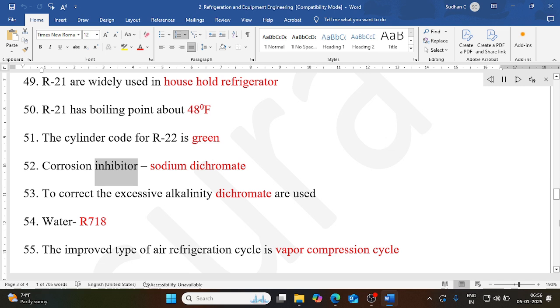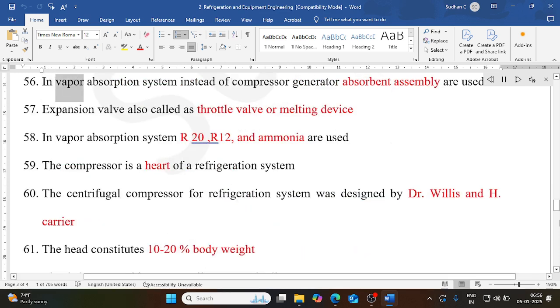Corrosion inhibitor: sodium dichromate. To correct excessive alkalinity, dichromate is used. Water is R718. The improved type of air refrigeration cycle is the vapor compression cycle. In the vapor absorption system, instead of a compressor, a generator and absorber assembly are used. The expansion valve is also called a throttle valve or metering device. In the vapor absorption system R20, R12, and ammonia are used.